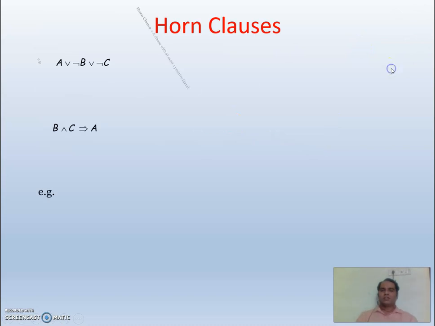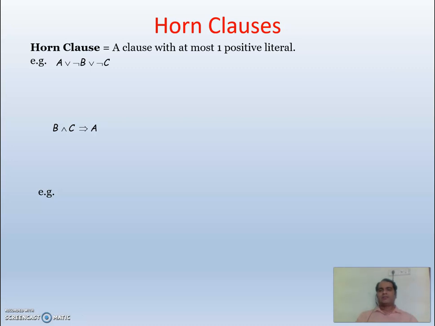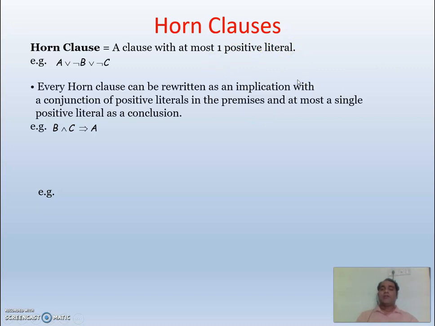So Horn classes. What is a Horn class? Please remember, a Horn class is a class with at most one positive literal. There will be only one positive literal. That's a Horn class. Now, every Horn class can be rewritten as an implication with a conjunction of positive literals in the premises, and at most a single positive literal as a conclusion. So this is how I can write it back.